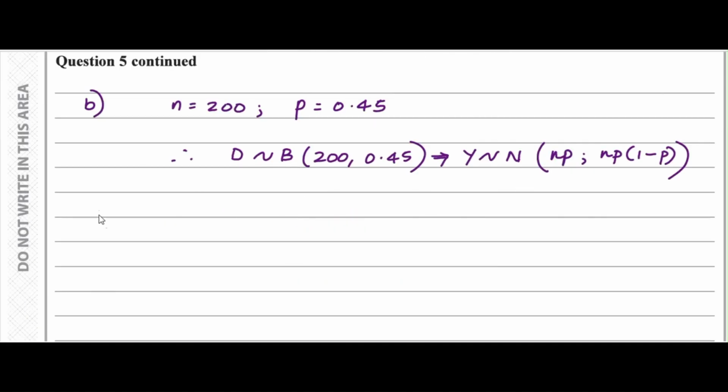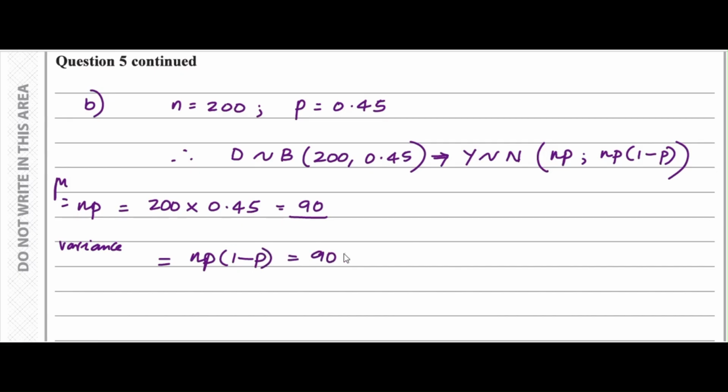Calculate these values one by one. np is the mu, right? That is equal to 200 times 0.45, and that gives us 90. Park it there. Now we need the variance, which is equal to np(1 minus p). That is 90 times (1 minus 0.45), equals 90 times 0.55, that gives me 49.5.